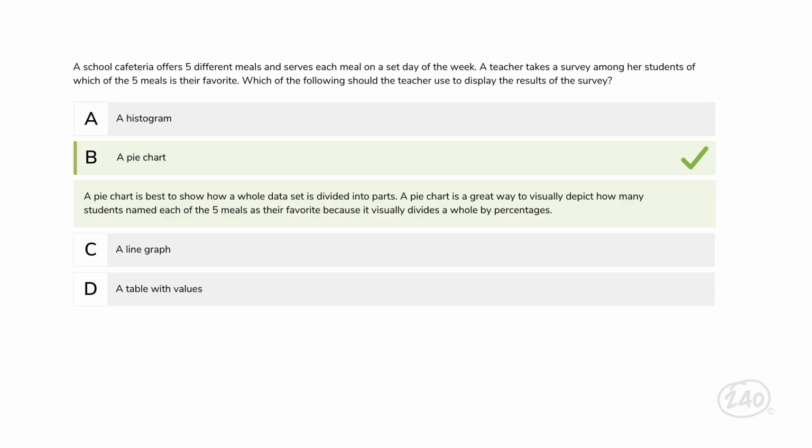Well, a pie chart is best to show how a whole data set is divided into parts. A pie chart is a great way to visually depict how many students named each of the 5 meals as their favorite because it visually divides a whole by percentages. So this choice is best.